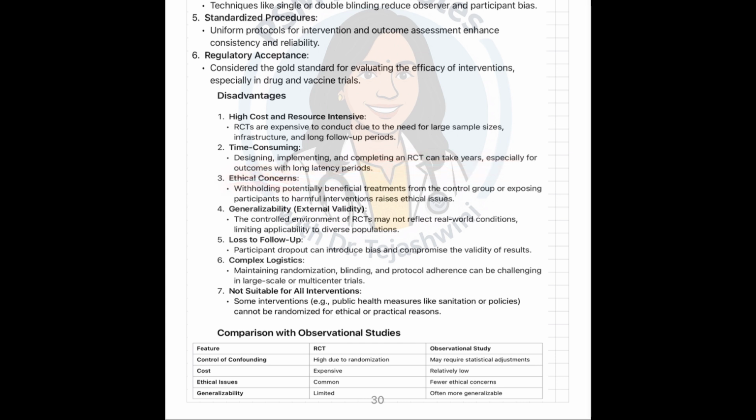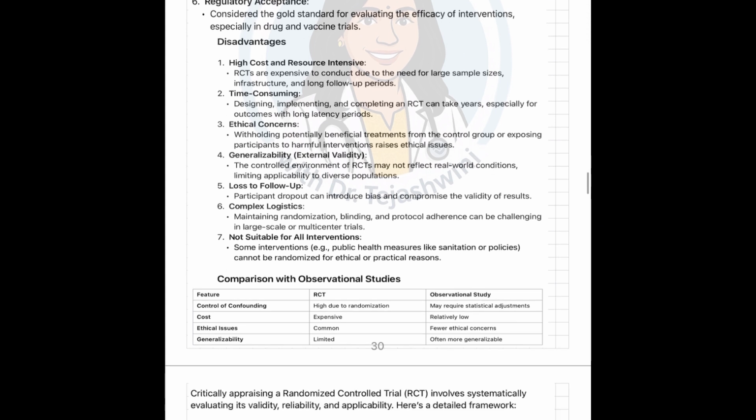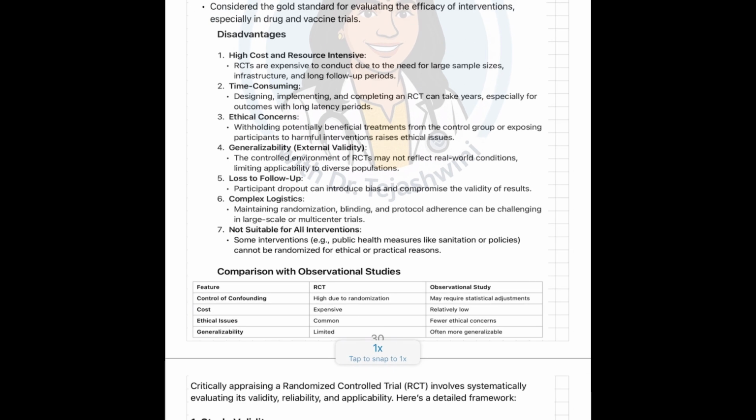Ethical concerns. RCTs may raise ethical concerns, especially when withholding potentially beneficial treatments from the control group. Exposing participants to harmful treatments or procedures also raises serious ethical issues. Generalizability, external validity. While RCTs have high internal validity, their external validity, or generalizability, may be limited. The controlled environment of an RCT may not reflect real-world conditions, limiting the applicability of the findings to diverse populations.